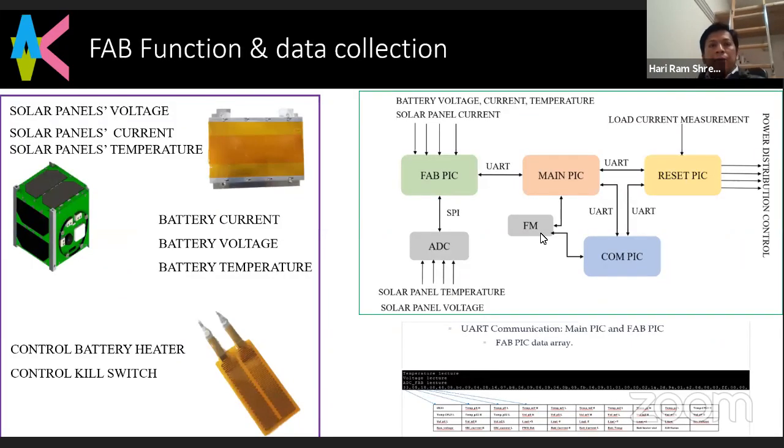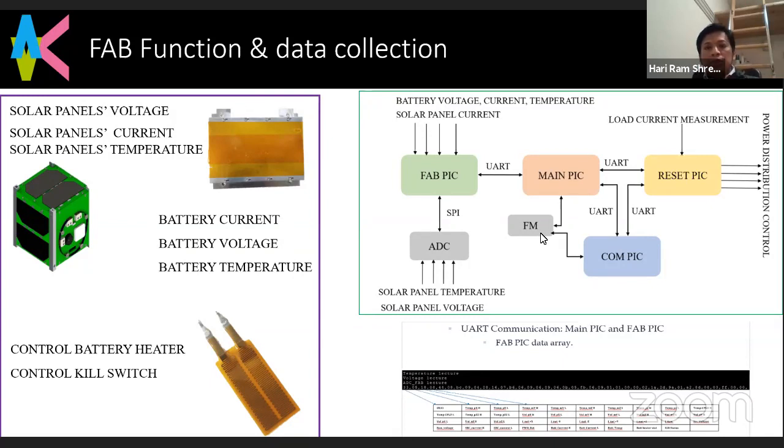So this is the FAB functioning and data collection, similar to what I already explained. The solar panel voltage, panel current, and temperature. From the battery, it comes battery current, battery voltage, and battery temperature. And the battery heater should control the cases from FAB.